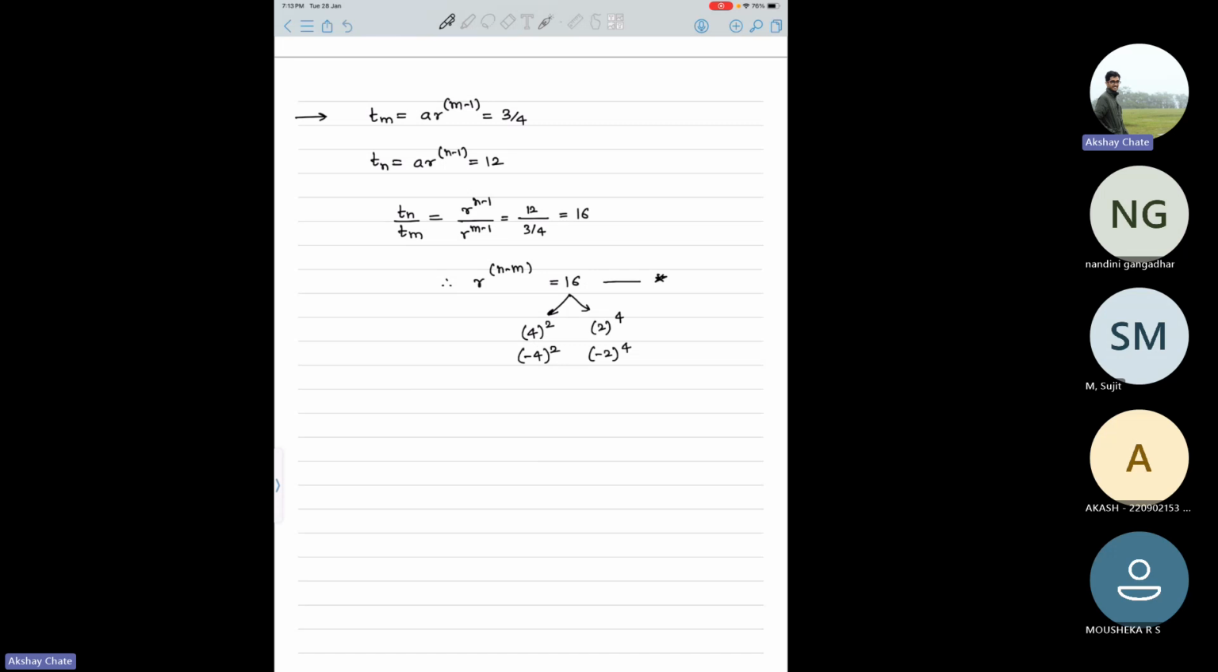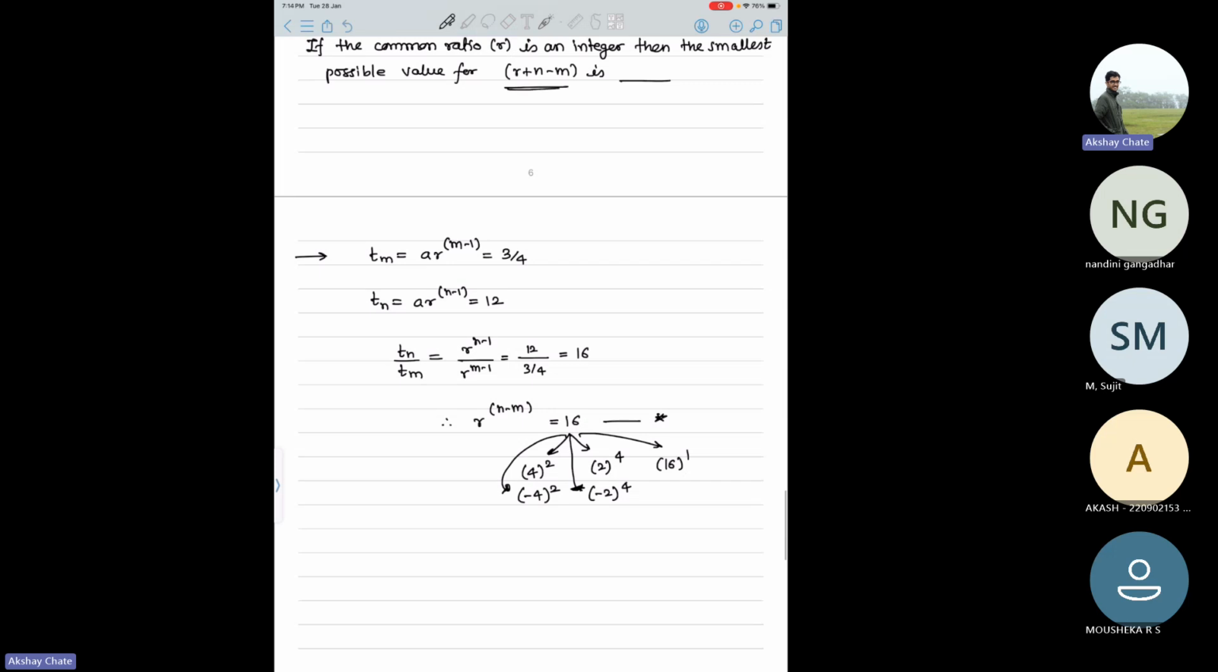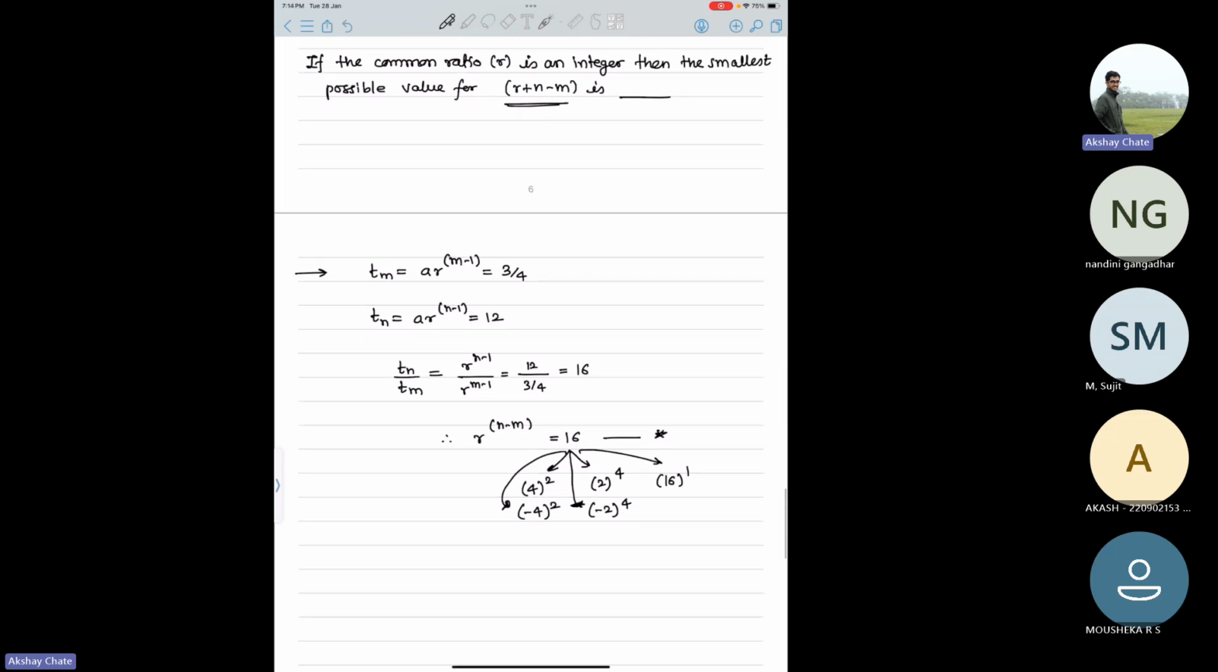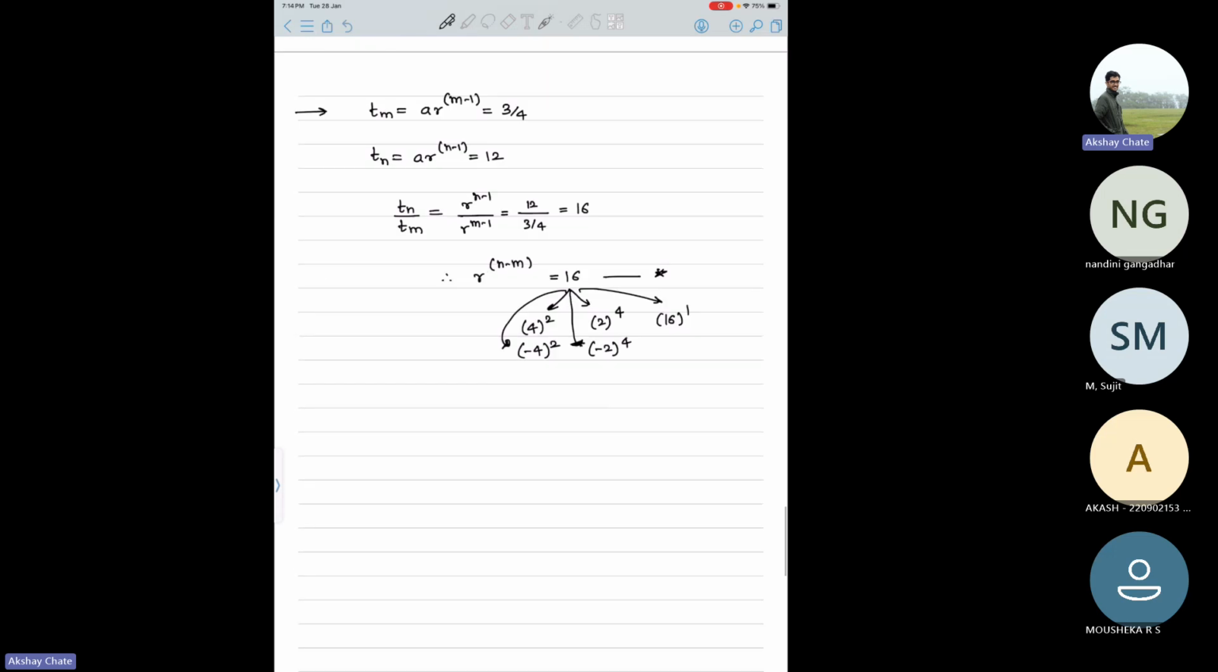You can write 16 power 1 also, that is also there. 16 power 1, but minus 16 you can't write. So 16 power 1 is also possible. So there are 5 cases which are possible, right? We need to find the smallest possible value for this expression. So let's look at this expression. It is r plus n minus m, right? So you need to find r plus n minus m.